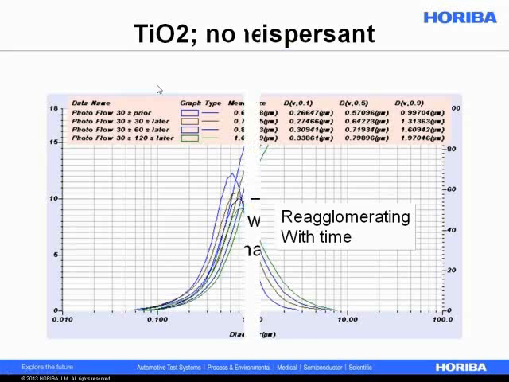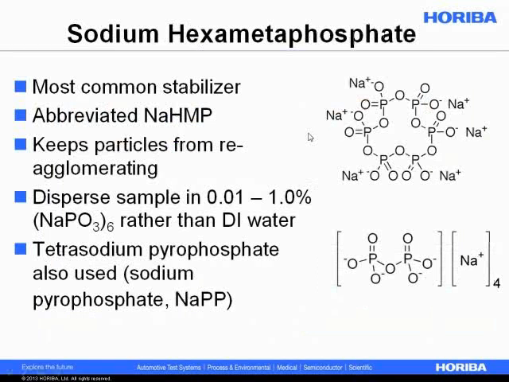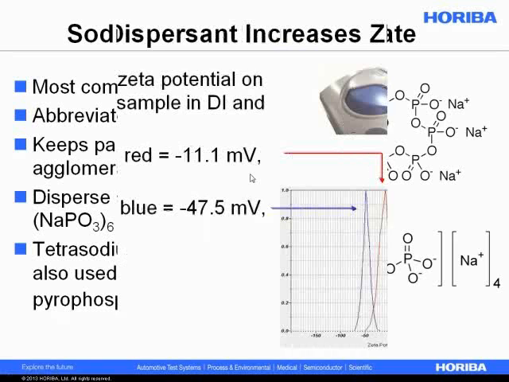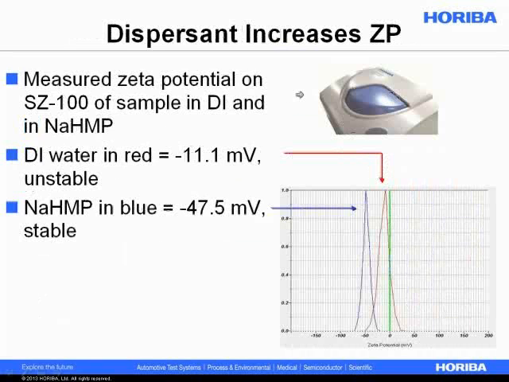But then I did the measurement not in DI water, but using sodium hexametaphosphate. So I think I measured in like 0.01% sodium hexametaphosphate. I redid the set of experiments, but while I was doing this, I also measured the zeta potential of these dispersions on the SC100.